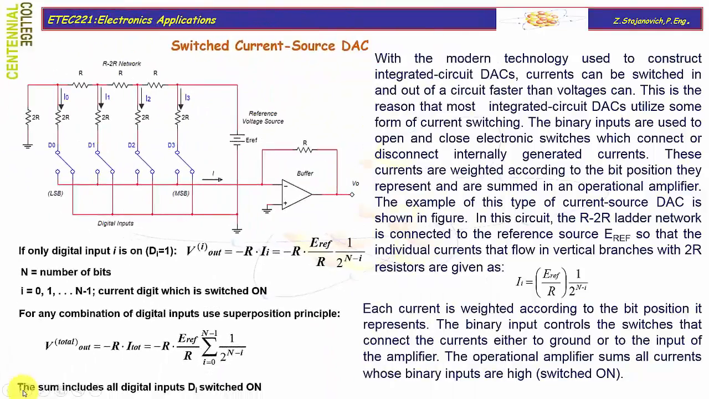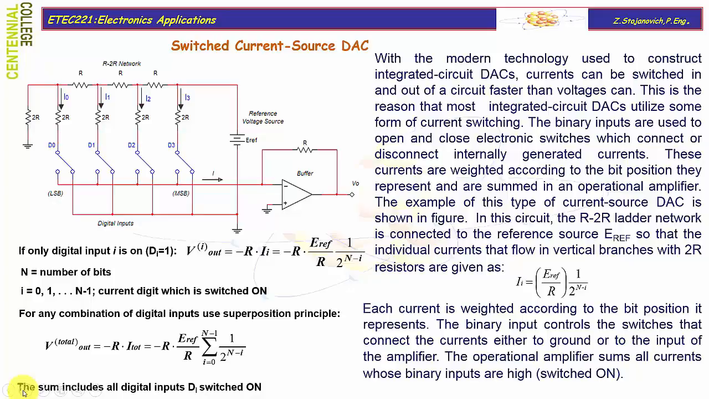With the modern technology used to construct integrated circuit DACs, currents can be switched in and out of the circuit faster than voltages can. This is the reason that most integrated circuit digital-to-analog converters utilize some form of current switching. The binary inputs are used to open and close electronic switches which connect or disconnect internally generated currents. These currents are weighted according to the bit position they represent and are summed at the operational amplifier.